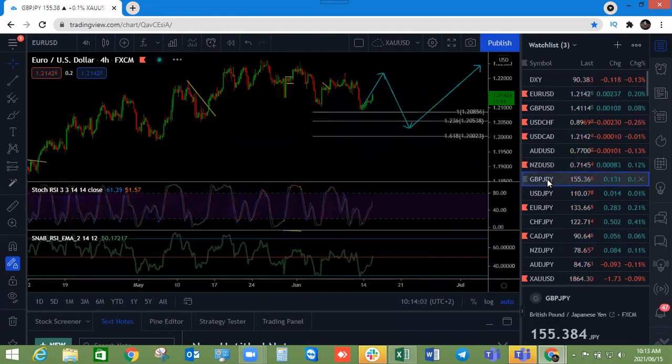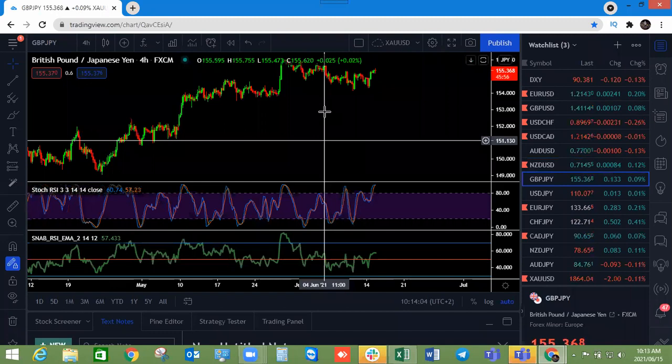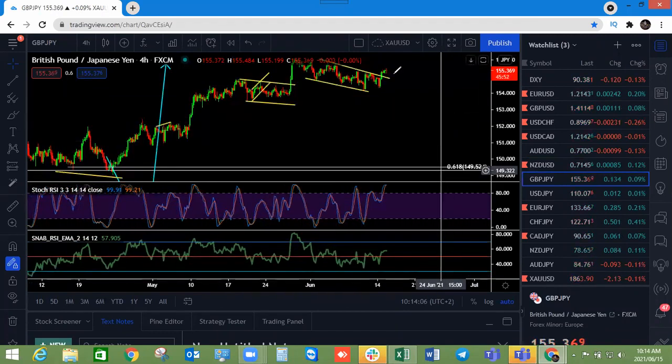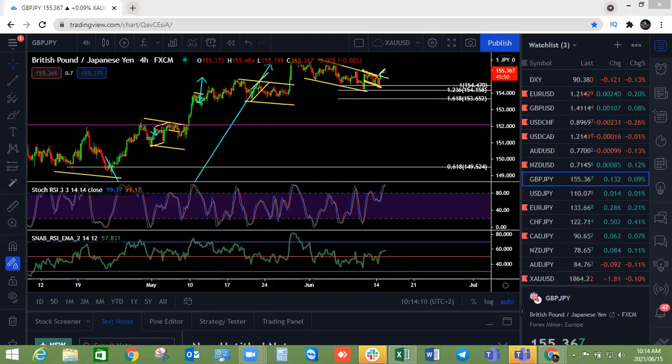Pound yen, that 1-hour setup from yesterday has eventually played out. So this was the setup on the 1-hour here yesterday. We have broken out of that structure. You can look to take 1-hour corrections here. We are above 50 on the 4-hour, so you can wait for any 1-hour correction, then you can look to take it to the upside.